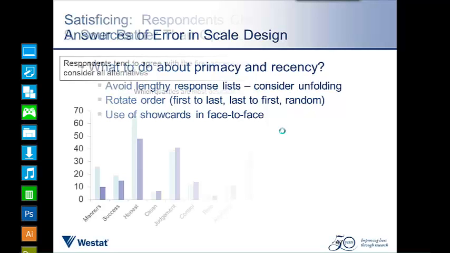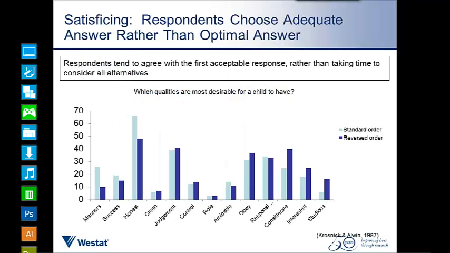And the last one we'll talk about is satisficing, that I mentioned a few minutes ago. Respondents often will choose an adequate answer rather than the optimal answer. And so they will tend to agree with the first thing that looks good to them rather than taking the time to consider all the alternatives. So here's an example in this study that presented a whole long list of qualities that were most desirable for a child to have. And you see the answers really differ by the order in which they're asked. So we do want to be careful about this notion of satisficing.